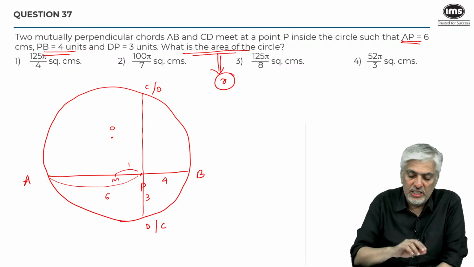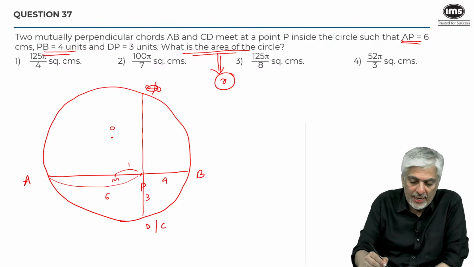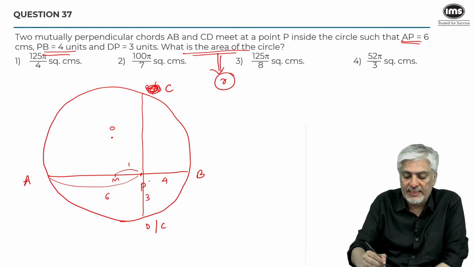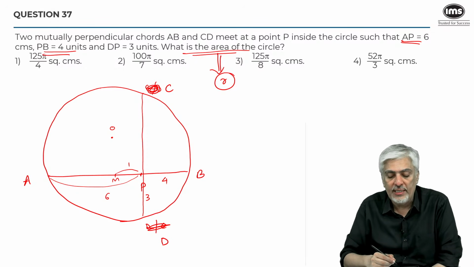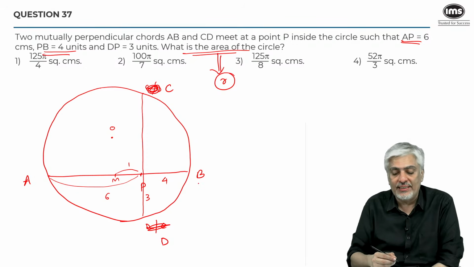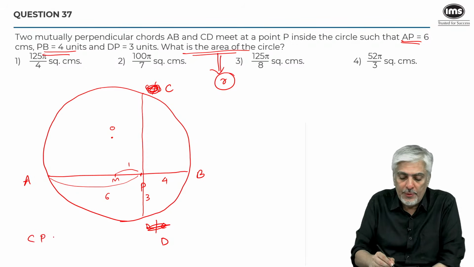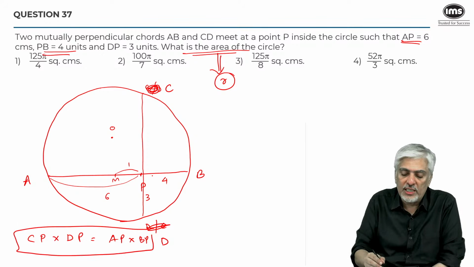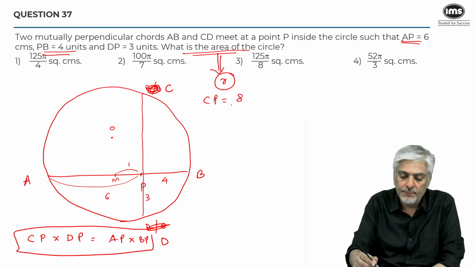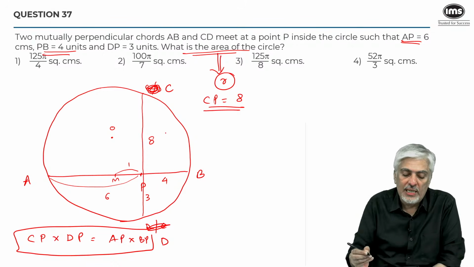Yes, can we first find CP? I'll give you that also. CP is bigger than DP. We know DP is 3. Can you first find CP at least? That's a pretty standard property: chords intersecting internally. CP into DP is equal to AP into BP. That is a property we need. 6 fours are 24 is equal to 3 into CP. So CP comes out to be 8.